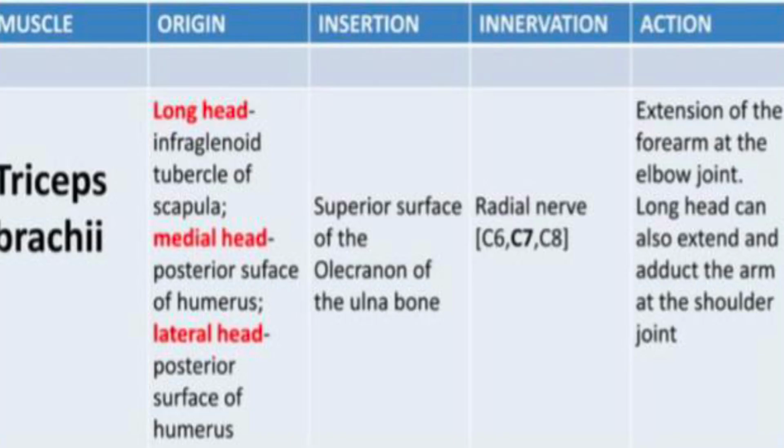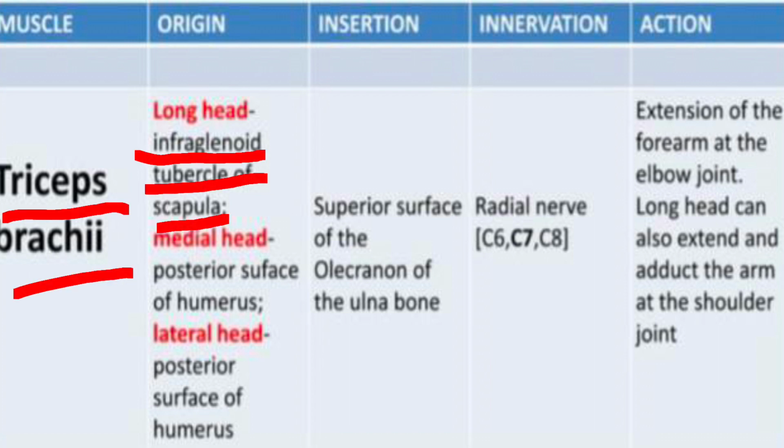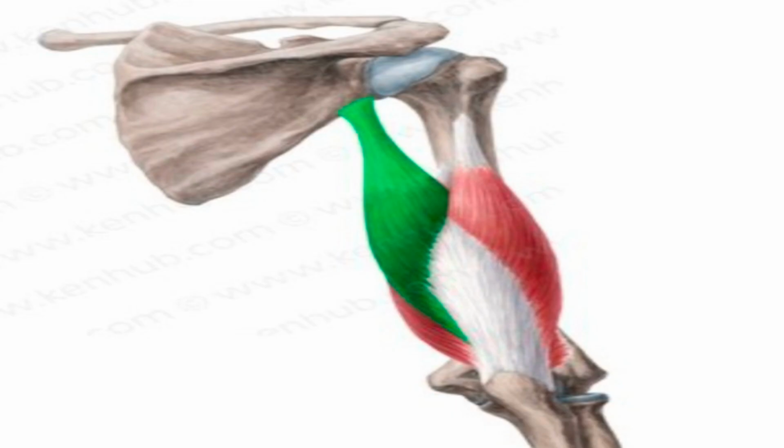The fourth muscle is triceps brachii, which is seen on the posterior aspect. It has three heads: long head, medial head, and lateral head. Long head arises from the infraglenoid tubercle of the scapula. You can see here, long head arises from the infraglenoid tubercle of the scapula.